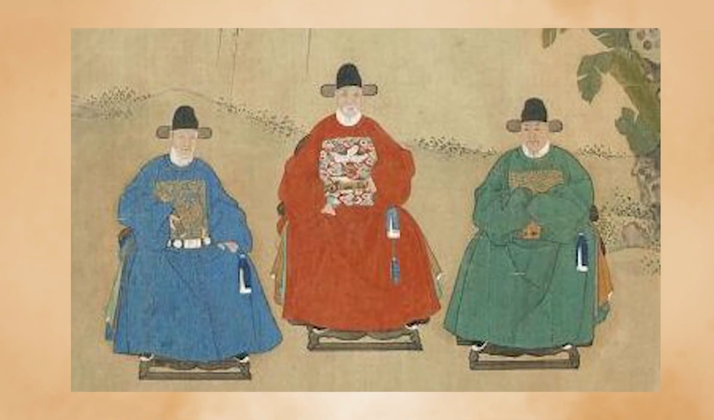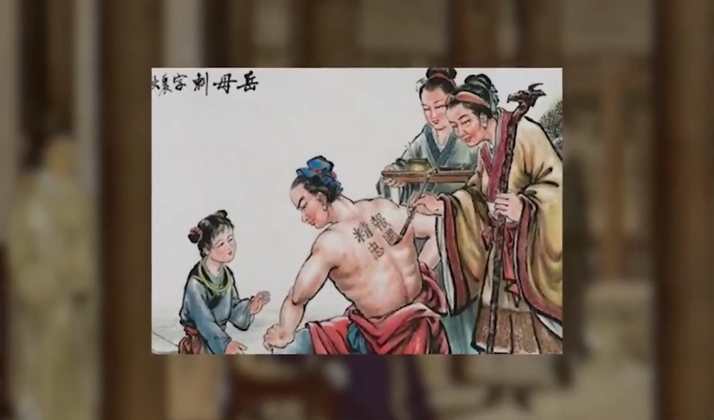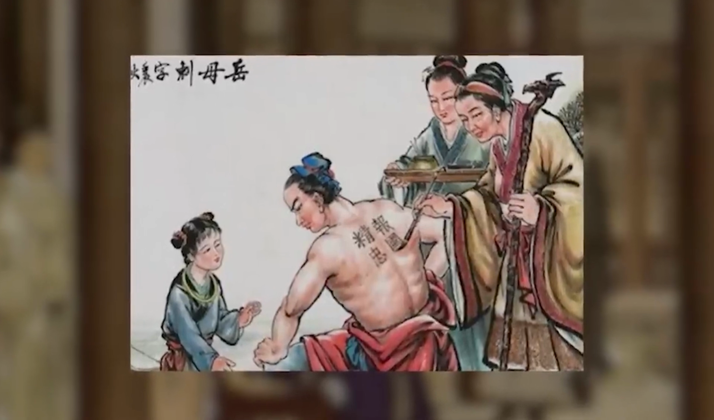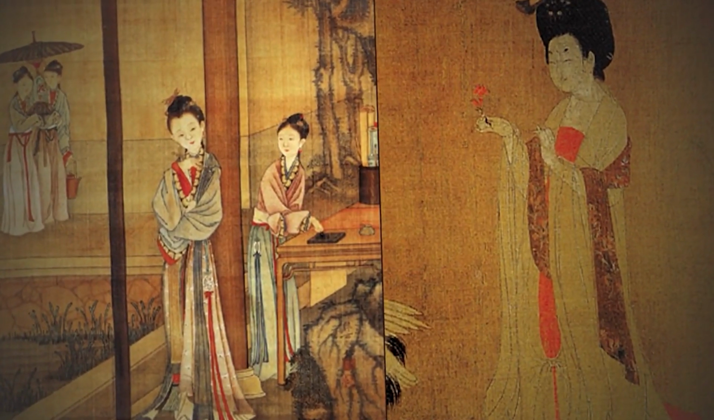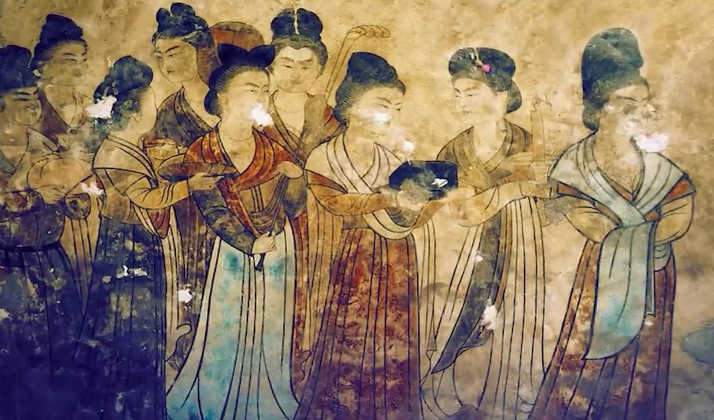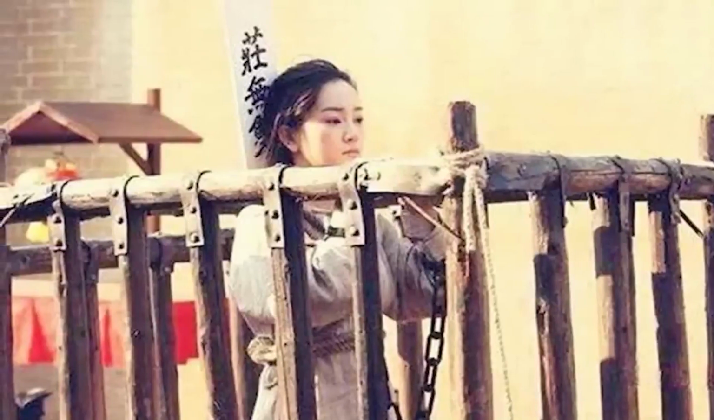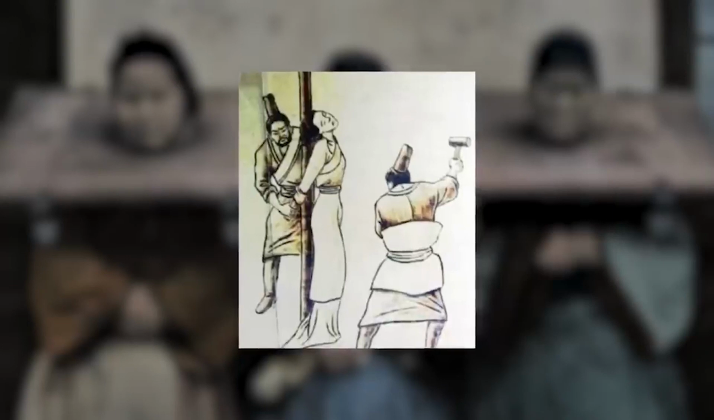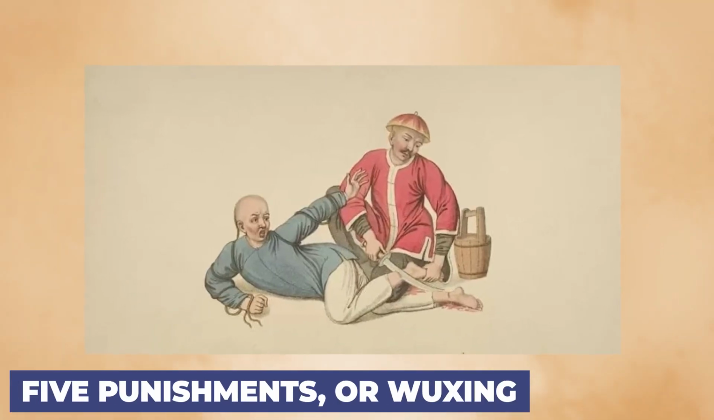sons. Women had limited rights and freedoms, and they were often subjected to harsh treatment and discrimination. Women who dared to challenge the authority of men or who violated the moral codes of conduct could face severe consequences. One of the sources of law and order in ancient China was the 5 punishments or wuxing.